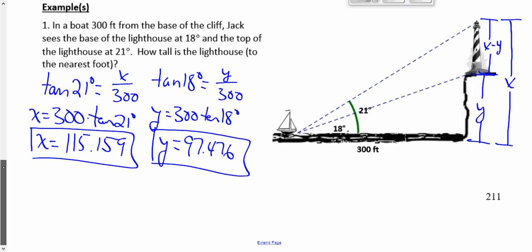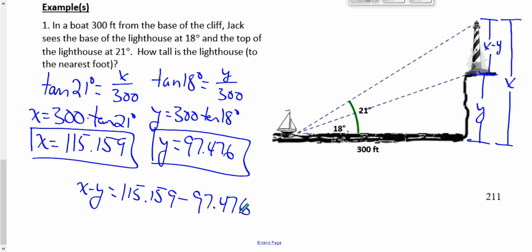Okay? And so now I just subtract them, right? So my X minus Y equals 115.159 minus 97.476. And that equals approximately 18 feet. And that's the answer I circled. All right, real good on that one? Okay.